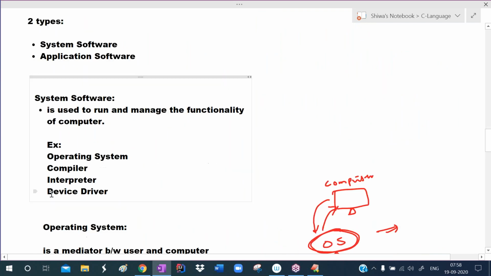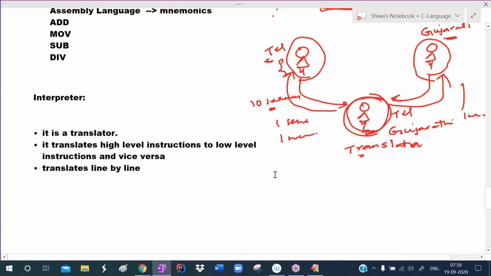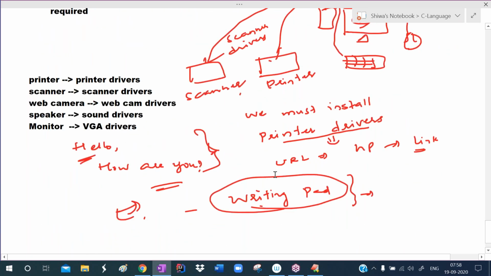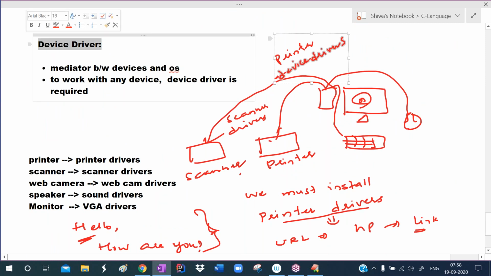Next, device driver software. This device driver software is the mediator between operating system and the device. So operating system takes the help of this device driver software to communicate with the devices. Operating system is taking the printer driver's help to communicate with the printer. Operating system is taking the help of scanner drivers to communicate with the scanner.